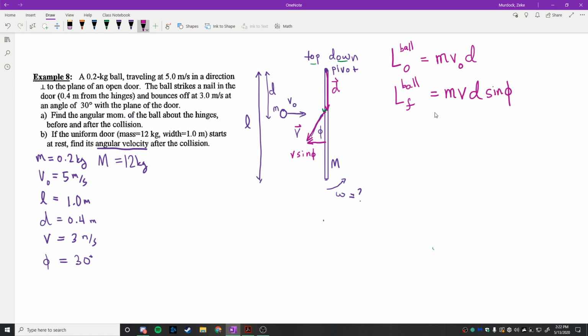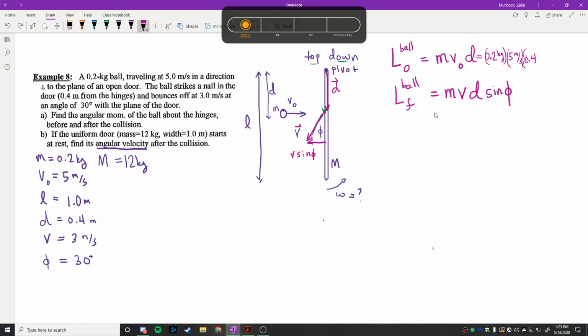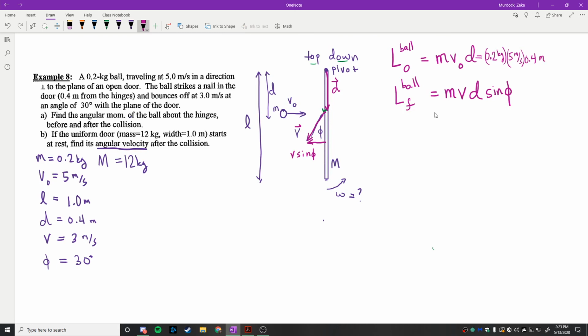We can obviously calculate these things. We have the numbers. So m v naught d is going to be 0.2 kilograms, the initial velocity was 5, and d was 0.4 meters. This is going to be 0.4 kg meters squared divided by seconds.